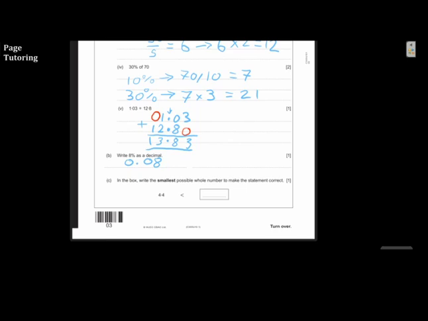So, part C. In the box, write the smallest possible whole number to make the statement correct, with the key word here being whole number. So we don't want it to have a decimal place. So the smallest whole number we could write would be 5.